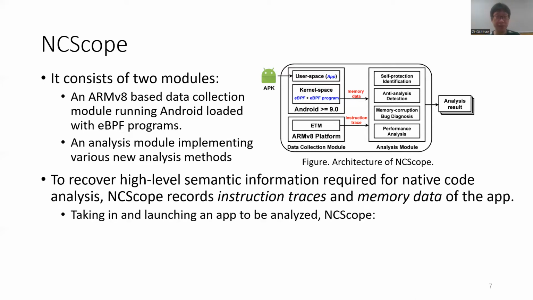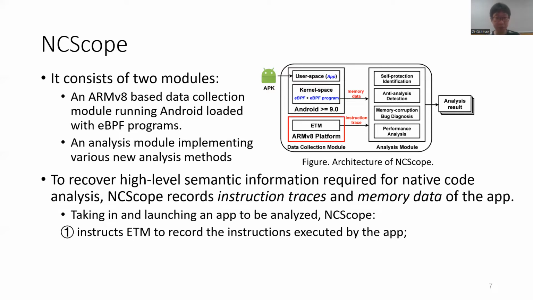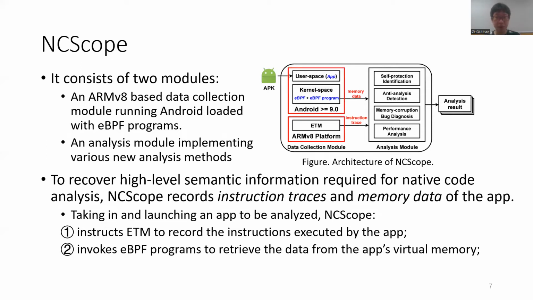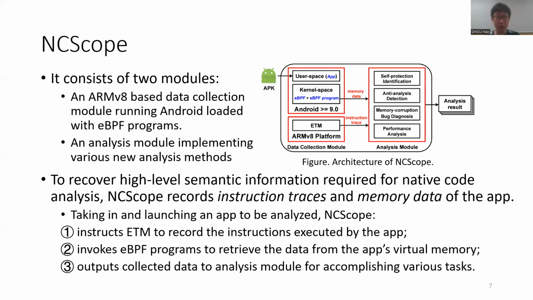Specifically, after launching an app to be analyzed, NCScope instructs ETM to record the instructions executed by the app and invokes eBPF programs to retrieve the data from the app's virtual memory. When the execution of native code ends, the data collection module outputs the instruction trace and the memory data to the analysis module for accomplishing various tasks, such as identifying cell protection and anti-analysis behaviors in native code, diagnosing memory corruption bugs, and analyzing performance issues.